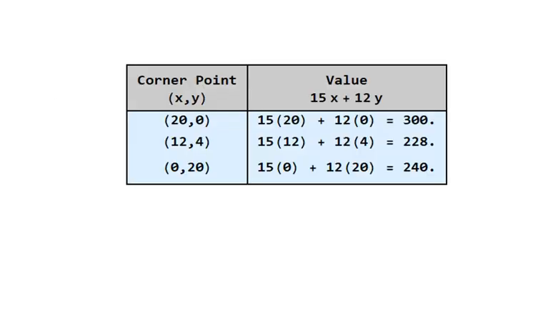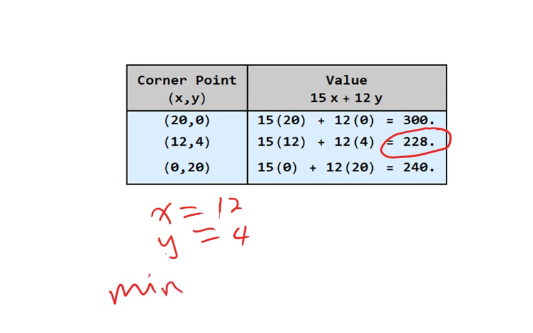So substituting the corner points in the objective function, you get the results given in this table. And you will note that because it's a minimization problem, you want to select the points that give the minimum. In this example, the minimum is 228. So then the solution of the linear programming problem is x equals 12, y equals 4, which gives a minimum of 228.